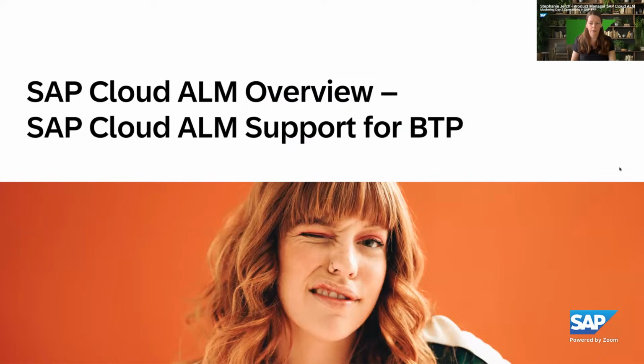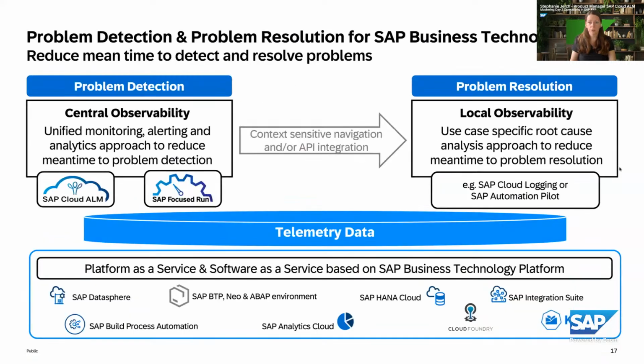Now coming to the support of the BTP. What is important in this context are two terms. On the one hand, problem detection, which is in the area of central observability, where you can make use of SAP Cloud ALM as well as Focused Run. On the other hand, local observability, which is in the area of problem resolution. This is where you can work on the problem and react to it, supported by tools like SAP Cloud Logging or SAP Automation Pilot.